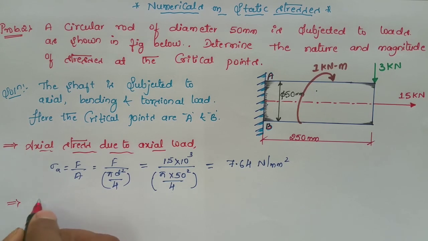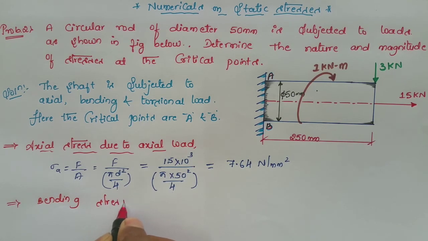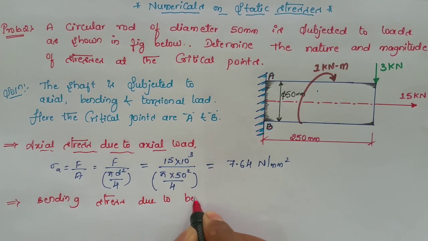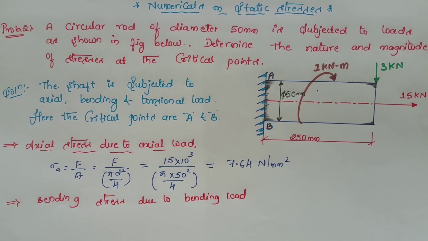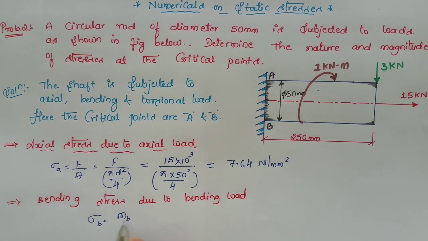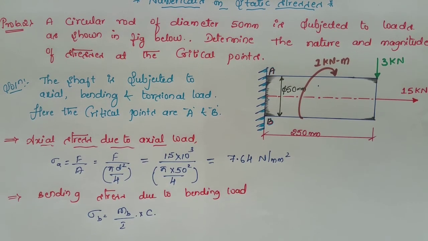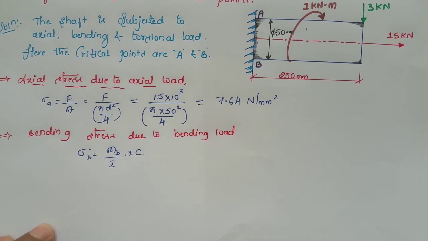Now we will go for the bending stress. This is the bending stress, due to the bending load. We will find the bending stress due to the bending load of 3 kilonewton, which is acting transverse to the member. It is given by sigma B equal to Mb by I into C. This is our bending stress formula, and by using this I will find our bending stress.